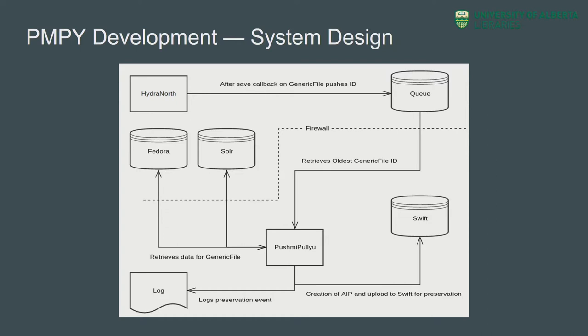All right, so running out of time, so just quickly go over this. So this was what we ended up implementing. This was basically after you figure out requirements and figure out the big challenges, this is what we ended up developing and implementing. So basically the IR pushes the stuff into the priority queue, PushMi-Pullyu will monitor that queue, trigger the preservation off of the queue, go grab all the data, create the APE, and push it to Swift for storage, right?